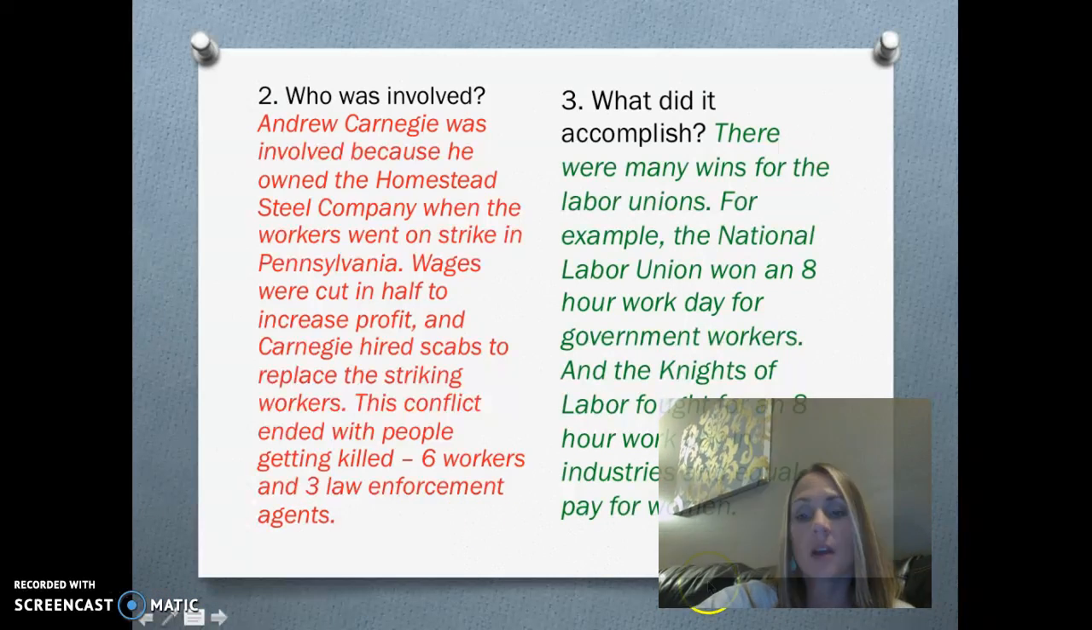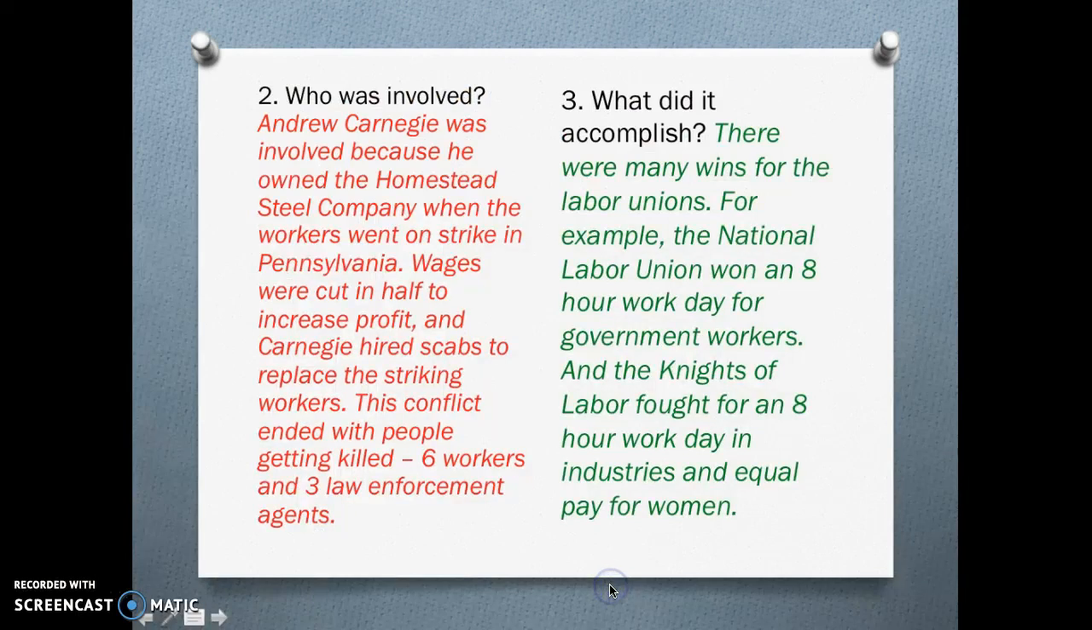All right, what did it accomplish? There were many wins for the labor unions. For example, the National Labor Union won an 8-hour workday for government workers, and the Knights of Labor fought for an 8-hour workday in industries and equal pay for women. You could also mention all of the things that we said were accomplished after the Triangle Shirtwaist Factory fire, the laws that were changed for safety, and things like that on that article that you highlighted or underlined.